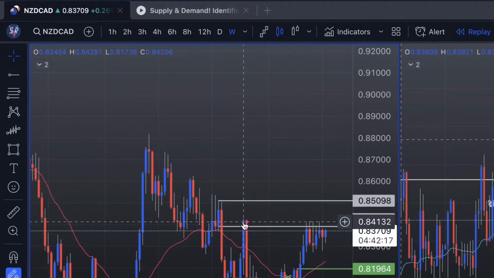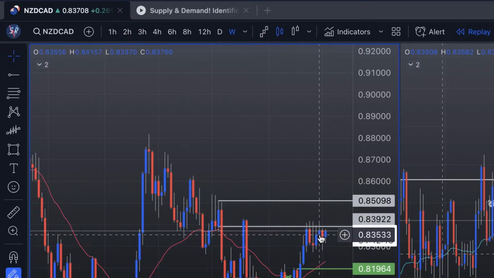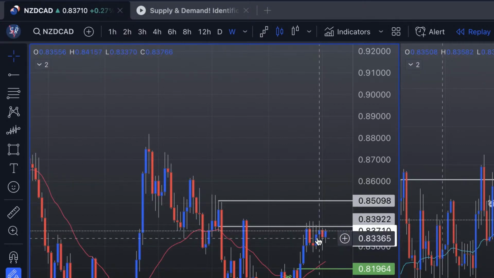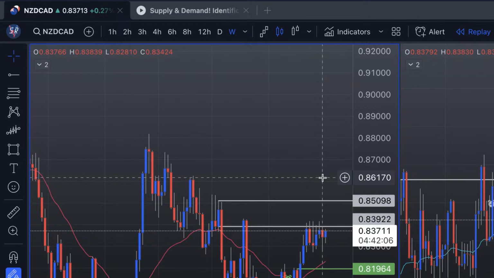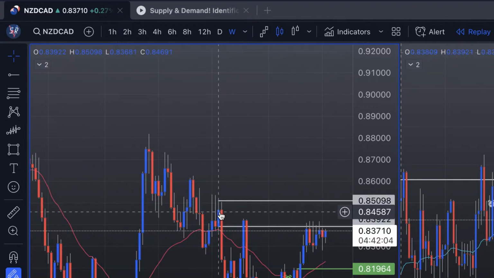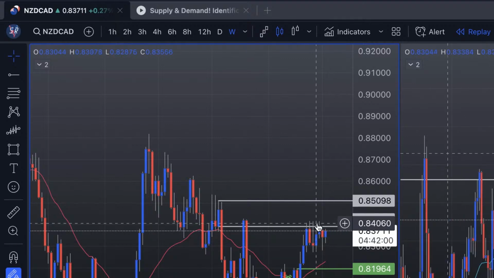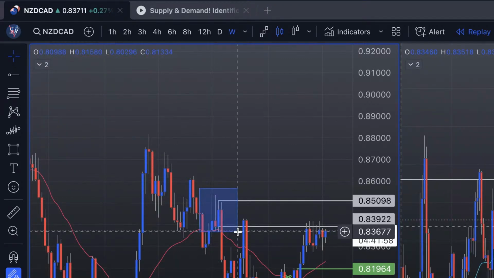Price came in here, it reacted. Yes, you can make the argument it's starting to weaken. I do think this may ultimately wind up getting through here, but I don't know. I would still expect some sellers to be in this area.